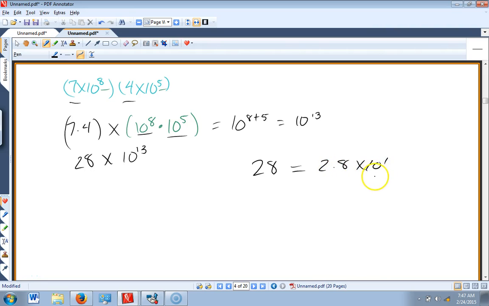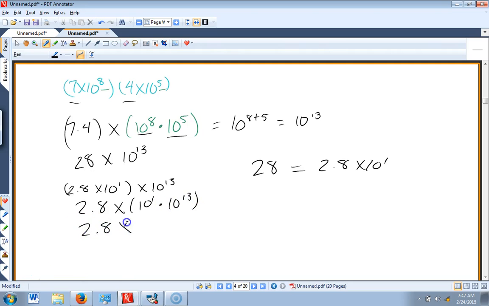So if we rewrite this in here, we have 2.8 times 10 to the first times 10 to the 13th, okay? What we can do is now we can kind of combine like terms, keep our 2.8, that's essentially 2.8 times 1, and that'll be times 10 to the first times 10 to the 13th. So now what we get is 2.8 times 10 to the 14th power. Okay? So that's going to be our answer to that one, and yeah, so far so good.